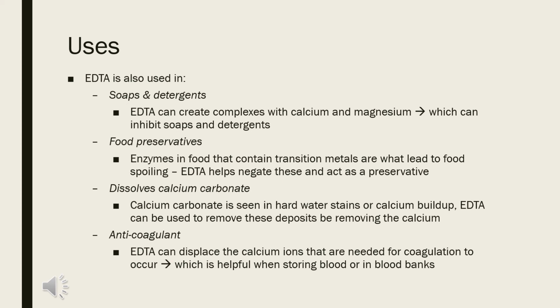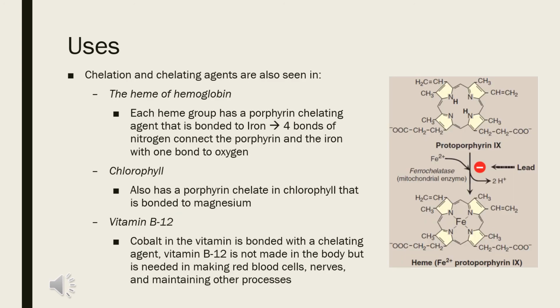And then it is also used as an anticoagulant. It can displace the calcium ions that are needed for coagulation to occur, and this is really helpful in storing blood or in blood banks. Chelation and chelating agents are also seen in the heme group of hemoglobin and its connection to iron, nitrogen, and oxygen. It's also seen in chlorophyll, where there's also a porphyrin chelate, the same as in the heme of hemoglobin, where it's bonded to magnesium, and in vitamin B12, where this complex is bonded to cobalt.